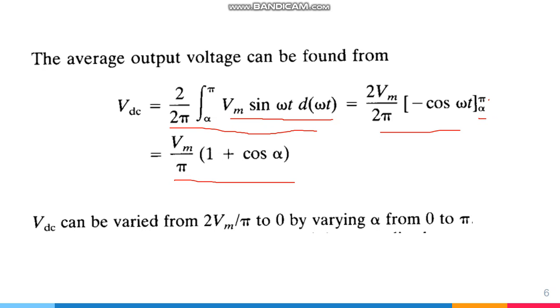At alpha equal to pi, cos alpha is equal to minus 1, and this expression will be 0. Basically it means that we are not triggering the thyristor during the time period 0 to alpha. So how can I achieve any output voltage at output? And if it is triggered at 0, in that case cos alpha is equal to 1, and I will get 2 Vm by pi.